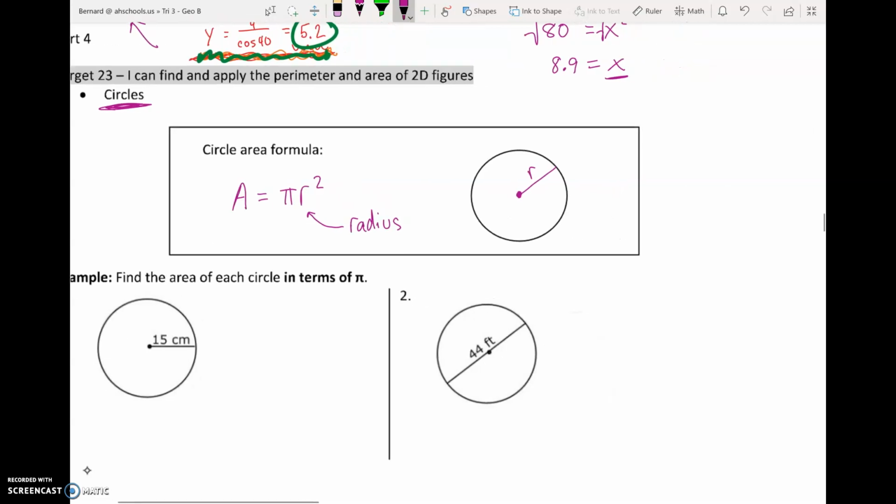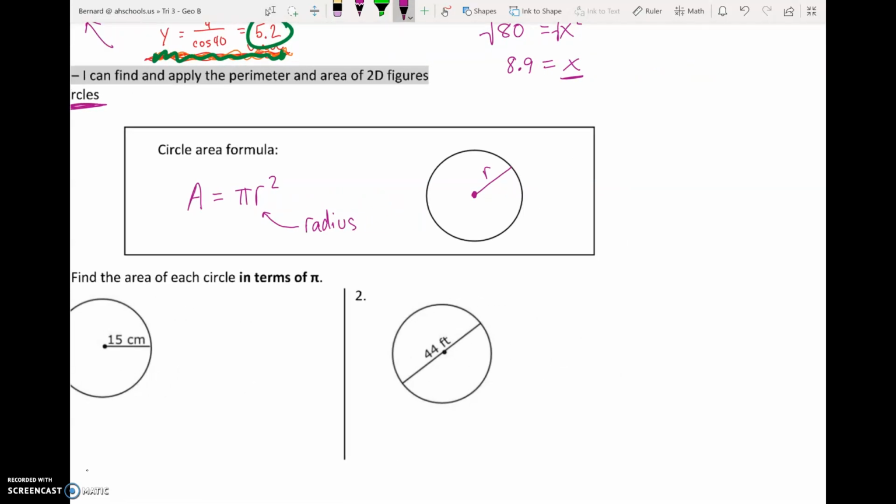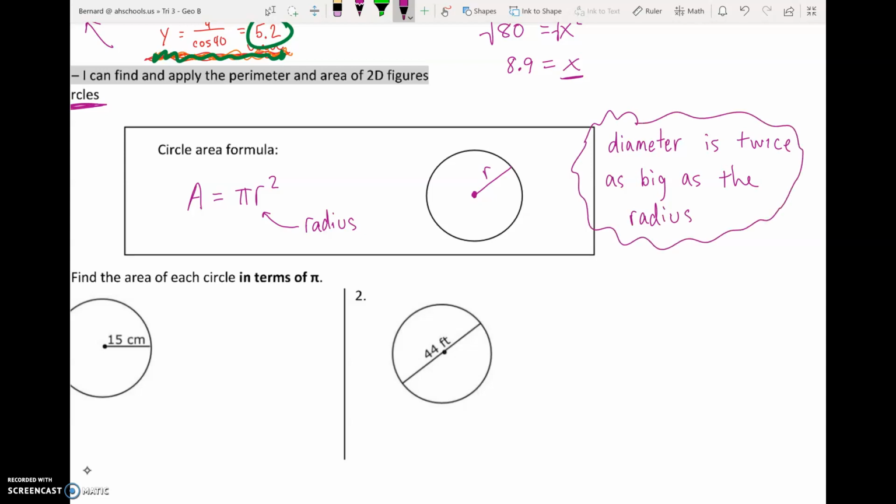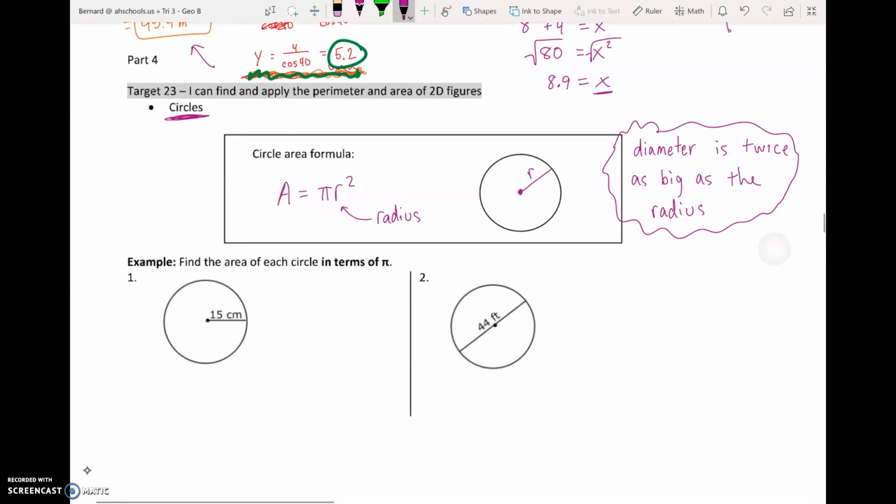Now, one thing to remind yourself, and this is where some old information comes back in the circle unit, is that you're not always given the radius. Many times you have to think through the diameter first. And the diameter does not go into this equation. It has to be the radius. So the one thing I really want you to remember is that your diameter is twice as big as the radius, right? And so if we have the diameter, we have to divide by 2 to get our radius. That's something that comes up quite a bit in circles.